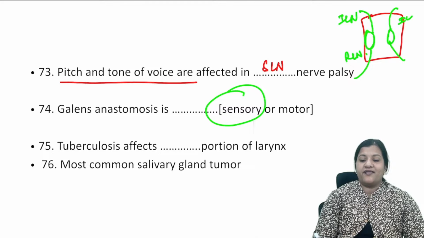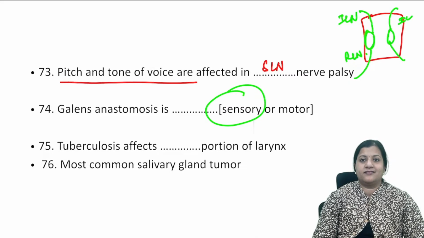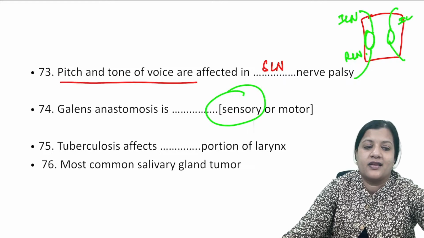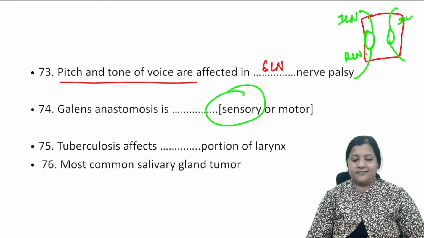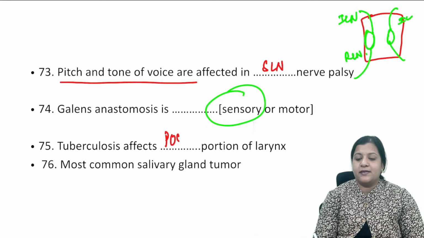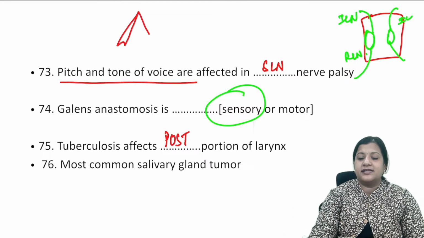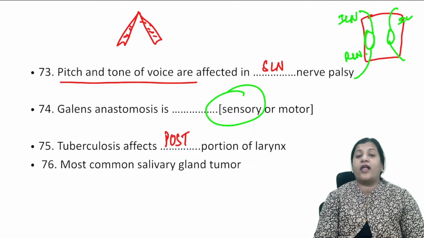Now, tuberculosis will affect which part of the larynx? Anterior portion of the larynx or posterior portion of the larynx? So, TB larynx will affect which portion? Yes, very good. It affects the posterior part of the larynx. Now, in TB larynx, what is the first sign? There is redness of the vocal cord and there is decreased mobility of the vocal cord. That is your first sign, which is hyperemia and decreased mobility.